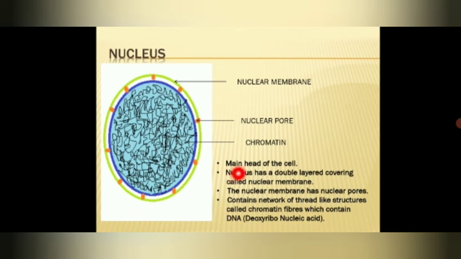Okay, so this is the main head of the cell. Why? Because it is going to control all the activities which are taking place inside the cell. Hence we call it the main head of the cell.